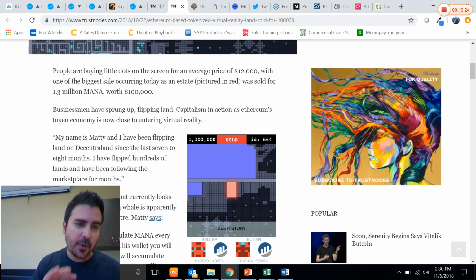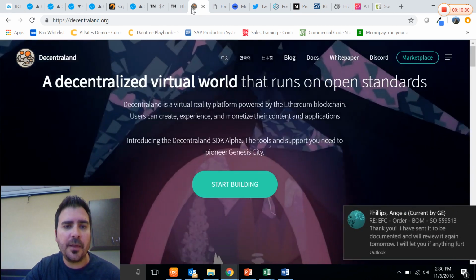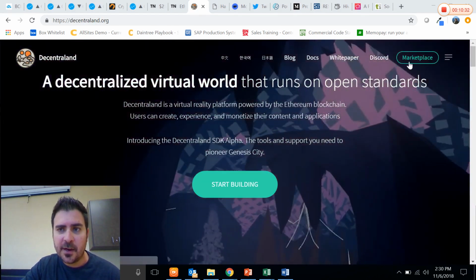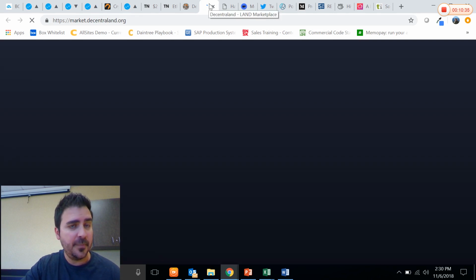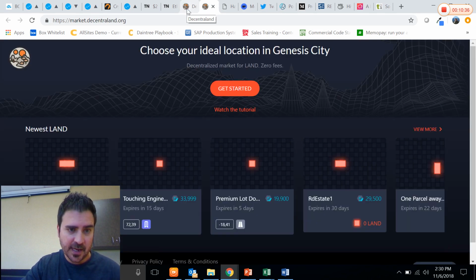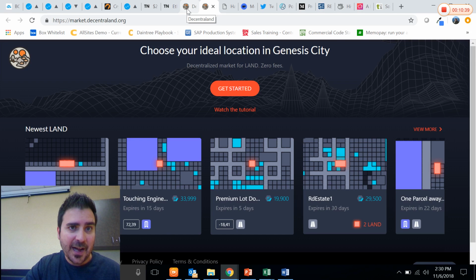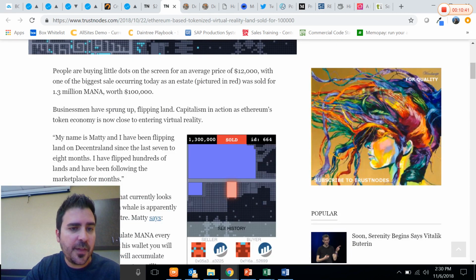as Ethereum's token economy is now close to entering virtual reality. So this is another way that you can make money. Aside from trading Mana tokens, you can actually buy and sell these properties on the ecosystem right here. You could buy them, you could resell them. If you understand how the game works and what the ecosystem is, you can buy, sell and flip these properties on that website.